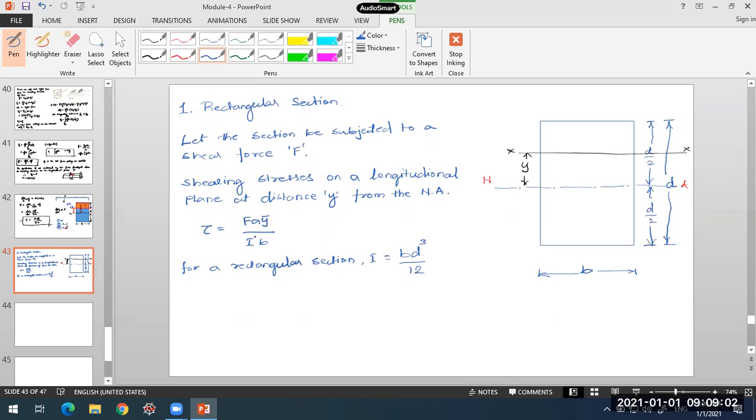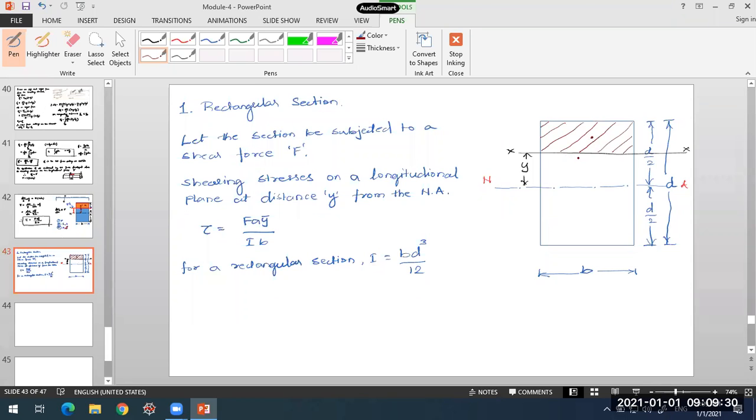Now the next question is about this A and y bar. b is the width of the section. So I need to know what is the area of this shaded portion and the distance of its centroid from our neutral axis. Distance of the centroid of this shaded portion from the neutral axis.